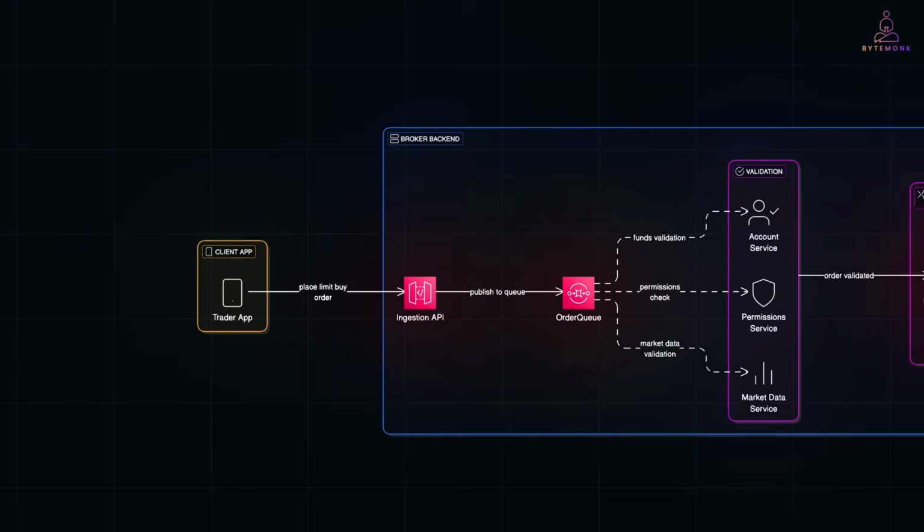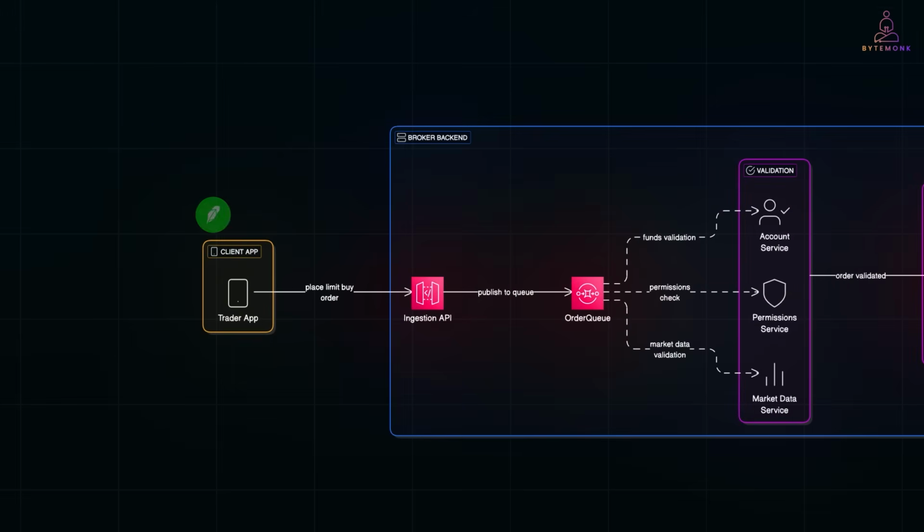Let's start from the user screen. You open an app, maybe Robinhood or Zerodha, and you place a limit buy order for 100 shares of, say, Tesla at $150. The moment you hit buy, your order lands in the broker's backend. Think of it like a REST API call. Simple on the surface, but under the hood, it's often handed off to a Kafka topic or a message queue. Why? To decouple things.